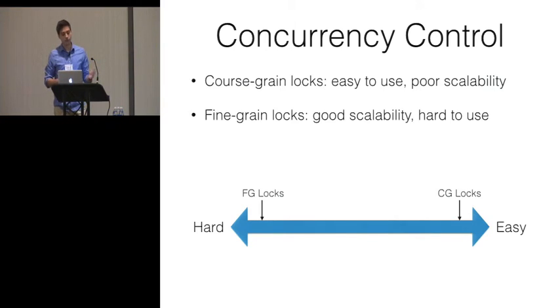On the other hand, you could take a fine-grained approach. This will give you good scalability and good performance, but it's notoriously difficult to implement. And on top of this, if you're using locks for both cases, you can take atomic operations, but they will not compose with other atomic operations.